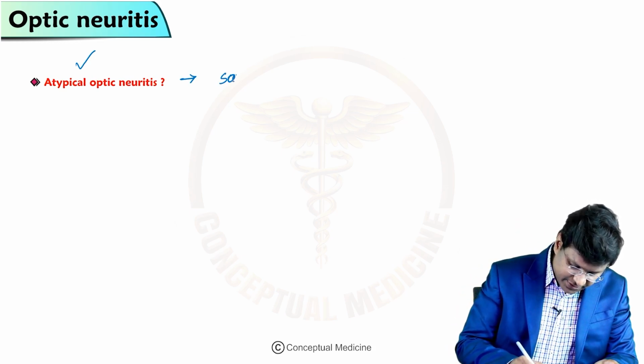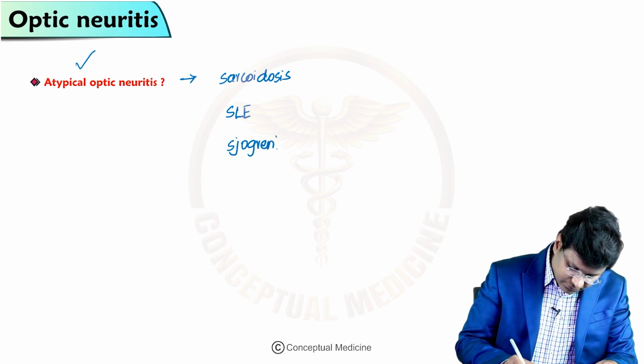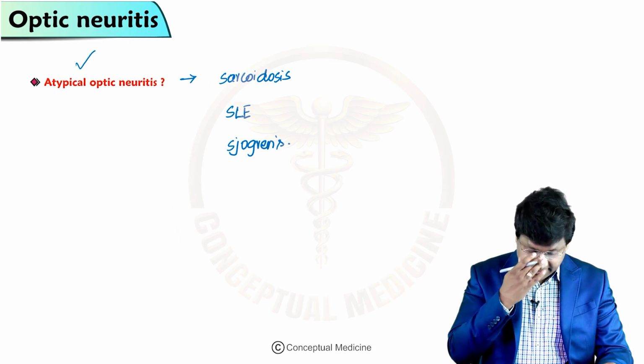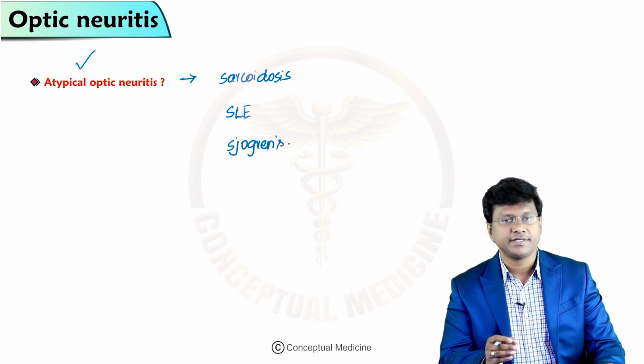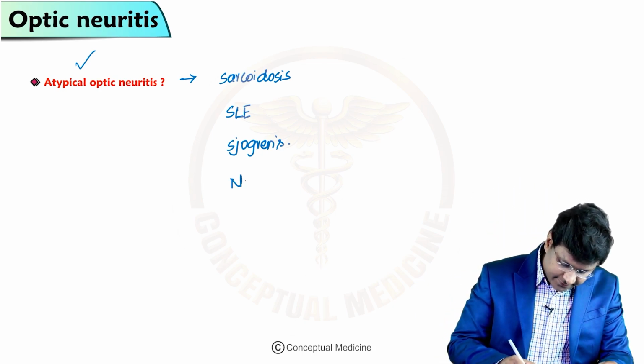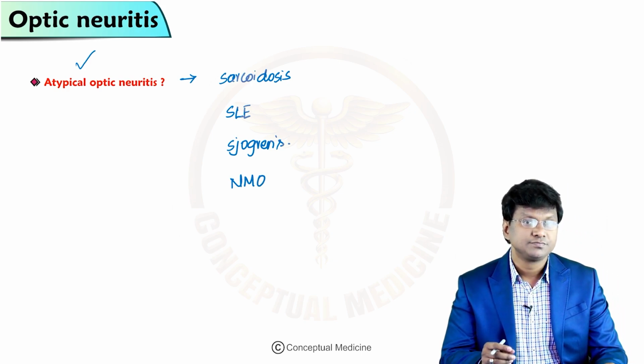And in case of atypical optic neuritis, where can you see this atypical optic neuritis? It is seen in patients with sarcoidosis, seen in patients with SLE, seen in patients with Sjogren syndrome. See, atypical optic neuritis due to sarcoidosis, neuromyelitis optica, SLE, Sjogren syndrome.